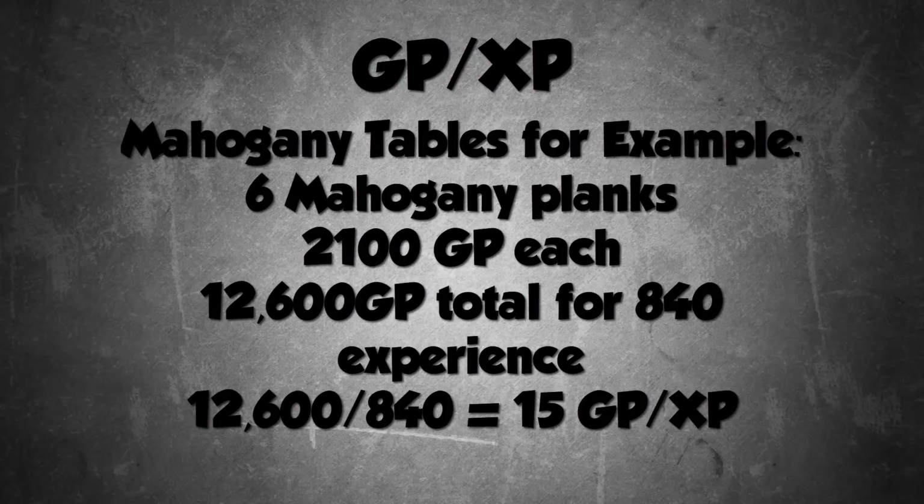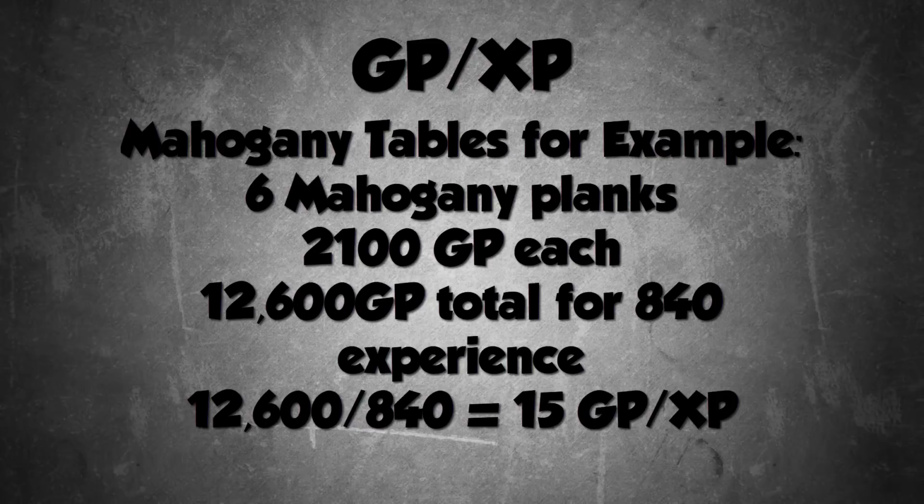But let's talk about an actual example. For this video, we'll use construction, and more specifically mahogany tables. So mahogany tables take 6 mahogany planks to build. They cost 2,100 GP each at the moment, so you'll be spending a total of 12,600 GP for a total of 840 experience. The GP per experience, what you would do is you take 12,600 GP and divide it by 840 experience, and that's going to give you 15 GP per XP.